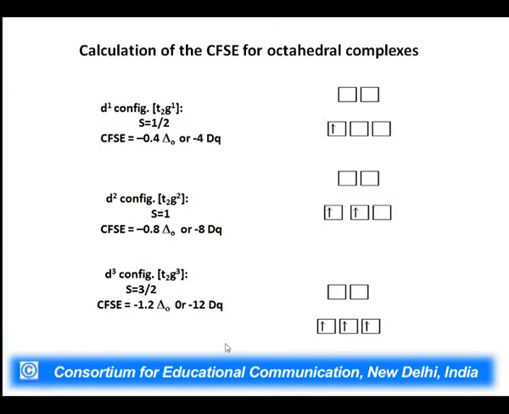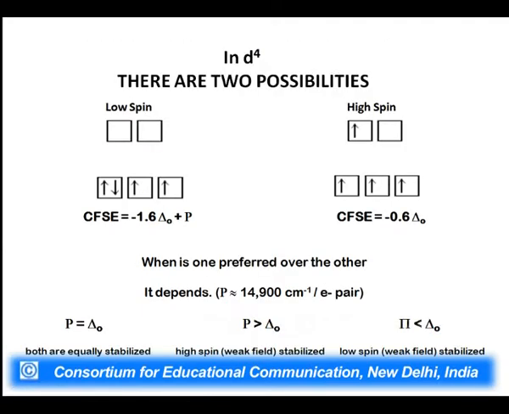Now, coming to the D3 configuration, once again the third electron also enters into the T2G as we have seen earlier. So, while calculating, you can see the CFSE therefore is minus 1.2 del O or minus 12 dq. Again I repeat, kindly remember this dq value can change with the change in the charge on the metal, or it can also change with the change in the ligand, and all those factors which can change the 10 dq value for a particular complex. Now, as we have seen for the D4, there were two possibilities.